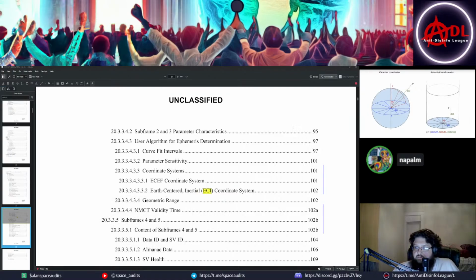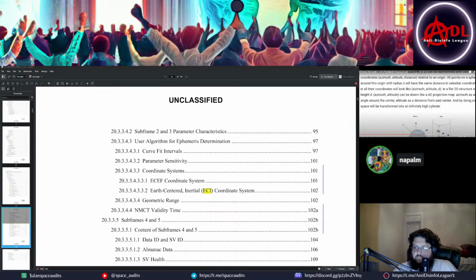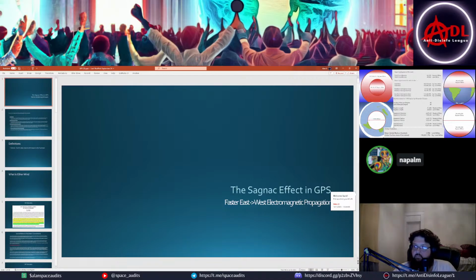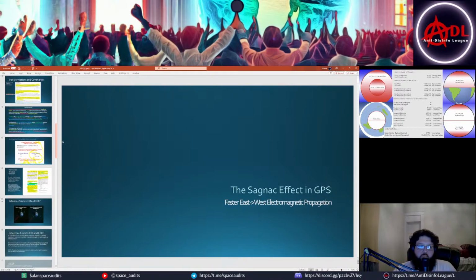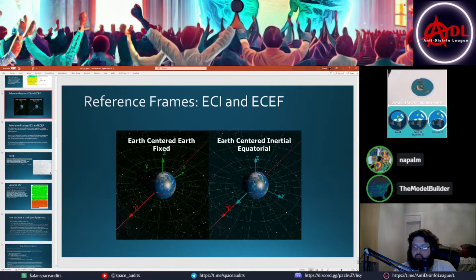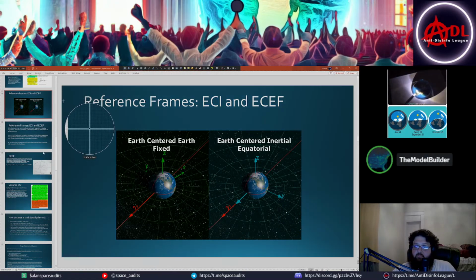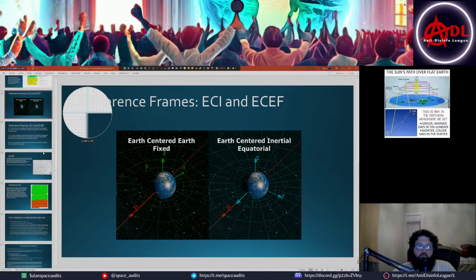Yeah, well, ECEF is the XYZ coordinate system, a Cartesian coordinate system where the x-axis passes through the equator and prime meridian intersection, the z-axis passes through the North Pole, and the y-axis is orthogonal to the x and z. So basically, your meeting point is at the center of the Earth. Yeah, it's exactly that. What I recall is exactly that.